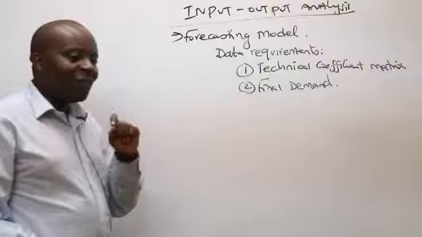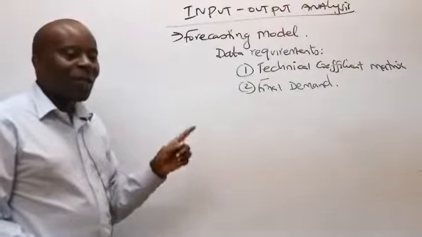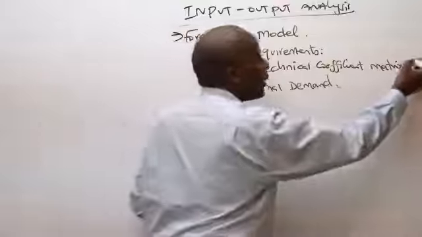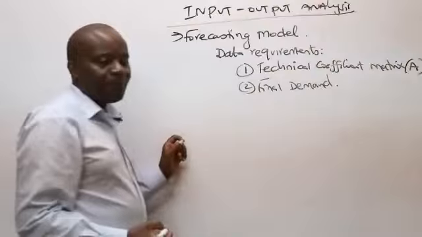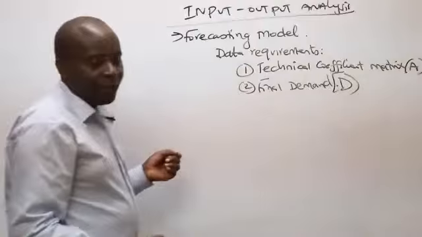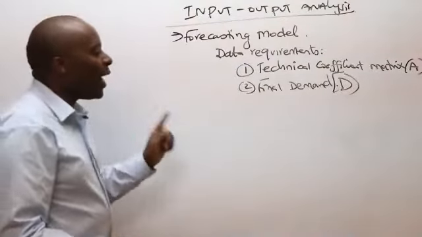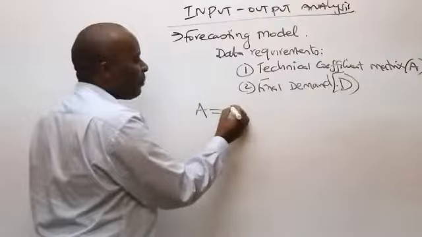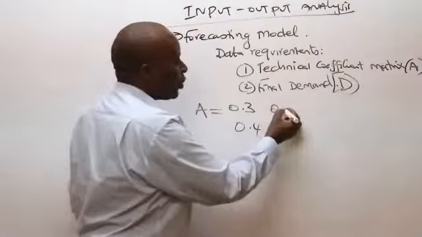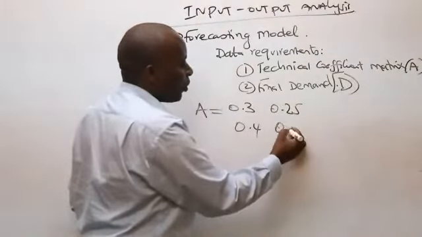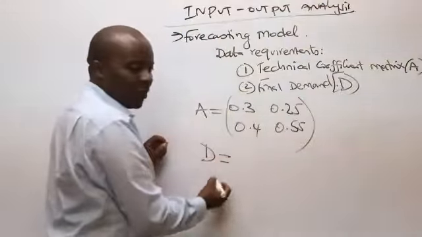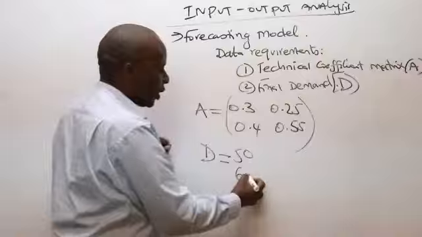So even before I define, I would want to define these things very well for you. But I would want you to know from today that the technical coefficients matrix will always be called matrix A, and the final demand matrix will be called matrix D. So we want to look at a situation where A is given to us, for example, as 0.3, 0.4, 0.25, and 0.55, and the final demand is given as 50, 60.